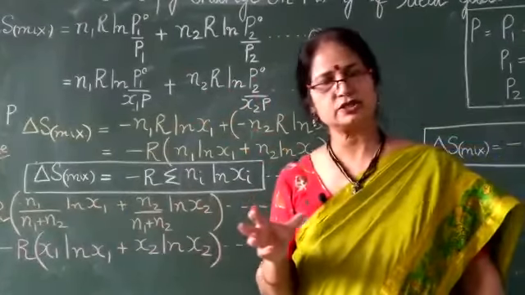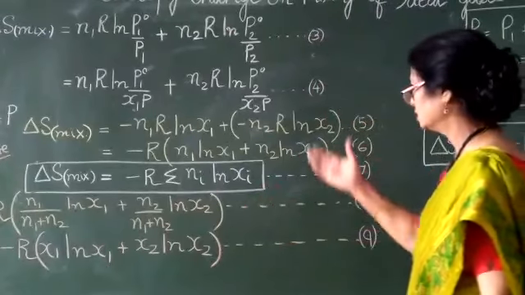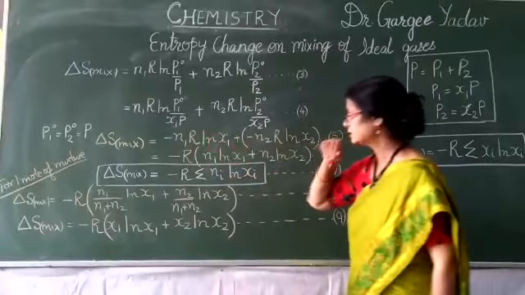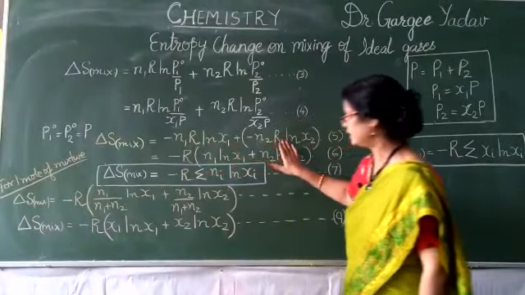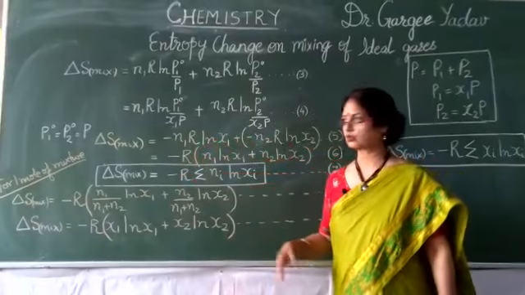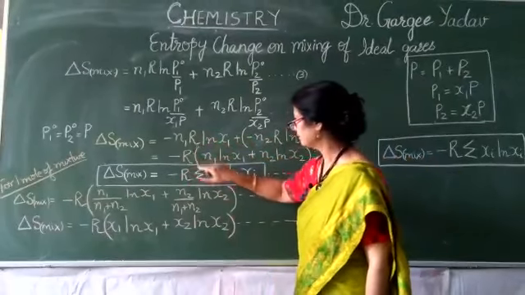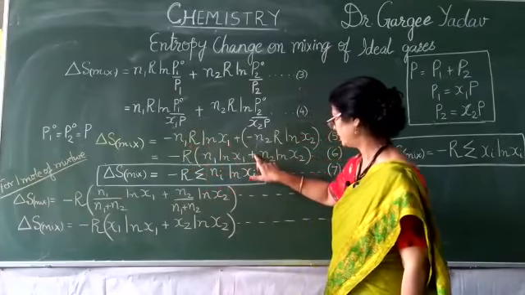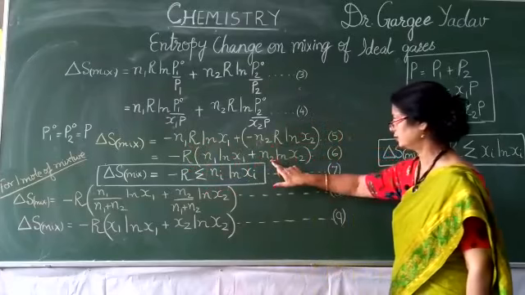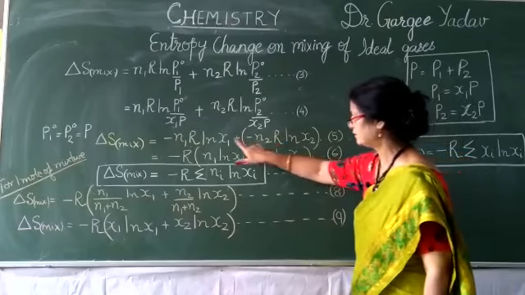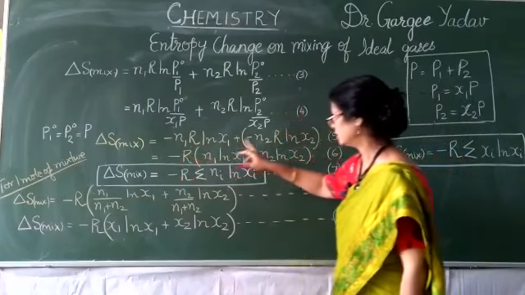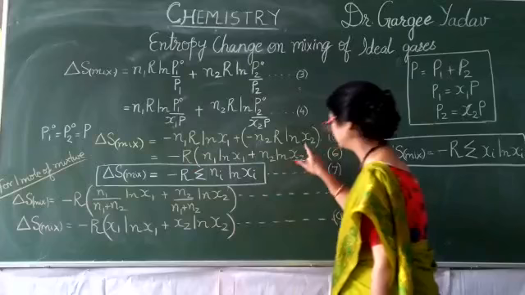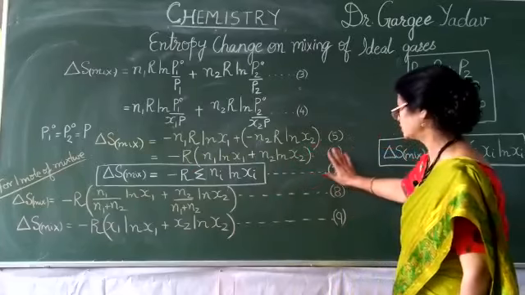With a slight rearrangement over here, we see that R is common in both these factors. So we take minus R out of the bracket as it is common. Inside the bracket we have N1 log natural x1 plus N2 log natural x2. Since we have taken the minus outside, there is no need of keeping the minus inside the bracket. This is equation number 6.